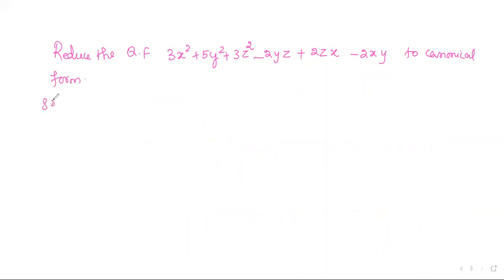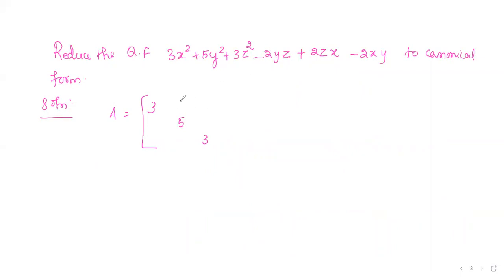So the first step, we have to write down the matrix of the quadratic form. This is the given quadratic form. So let us write down, by using the procedure, the matrix A. The diagonal is nothing but the coefficient of x square, then the coefficient of y square is A22, the coefficient of z square is A33.